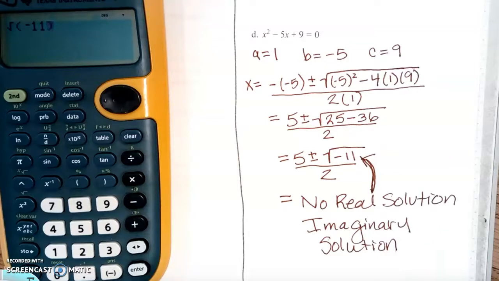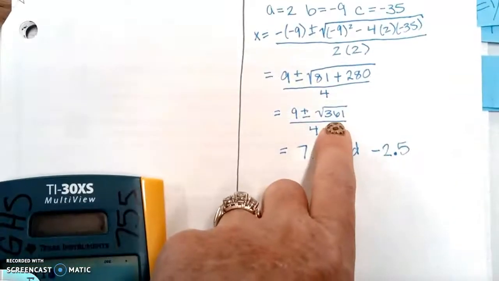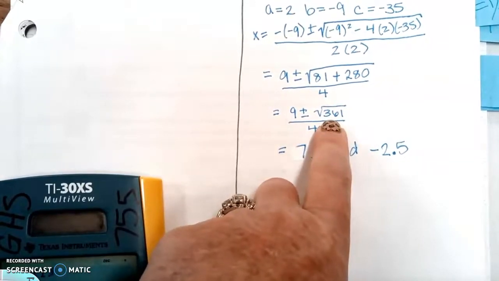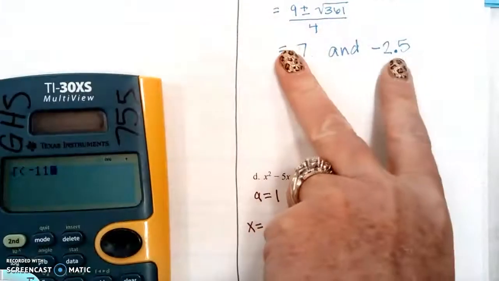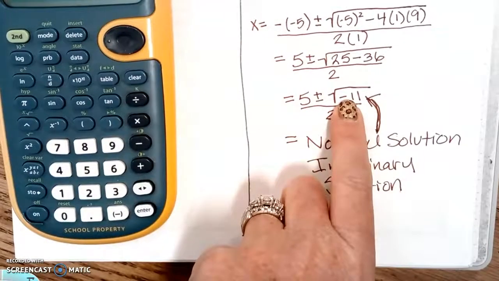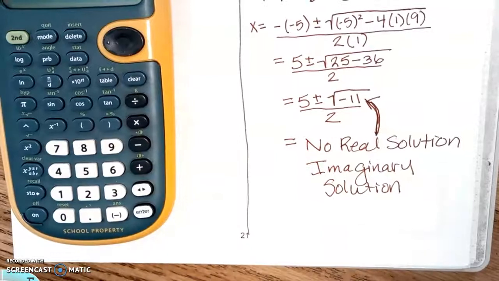Okay? Versus, back up on problem B, how many answers did we get? 2 answers. Because we had what kind of number under that radical? A positive number, right? A positive number under the radical is going to get you 2 answers. A negative number under the radical is going to get you no real solution.